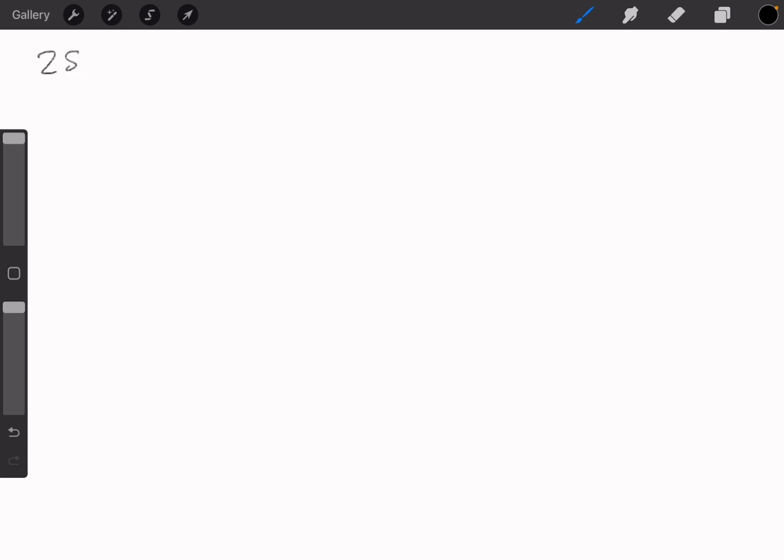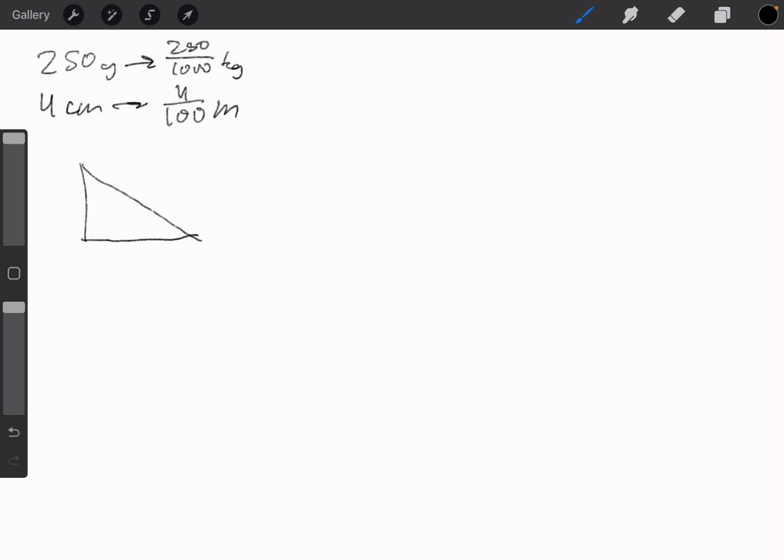The snowball is 250 grams. That's equivalent to 250 over 1,000 kilograms. Its radius is 4 centimeters, which is equivalent to, what, 100 centimeters in a meter? So 4 over 100 meters. And so let's do some trigonometry here. There are two ways to solve this. This is the way I solved it. It's a little more difficult, but I view it as easier to understand.